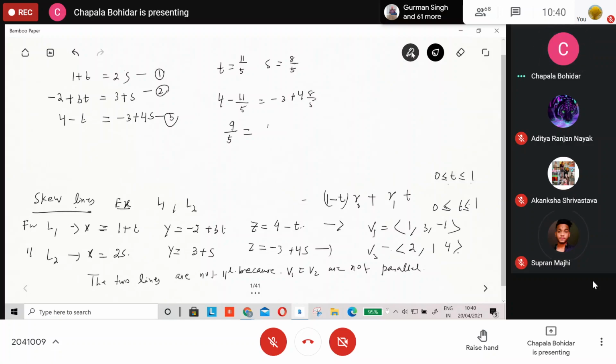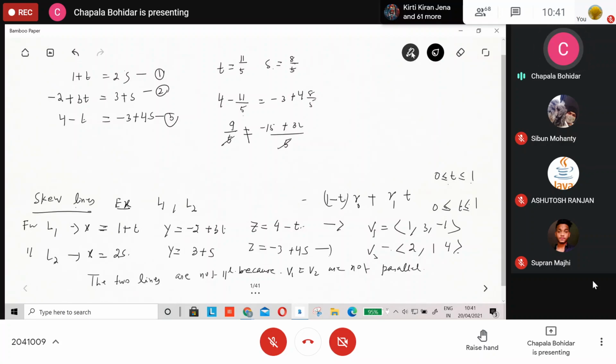No, ma'am. So not equal. So we say they do not intersect. By substituting the value of t and s in equation 3, they are not satisfied. So we say they do not intersect. Okay?